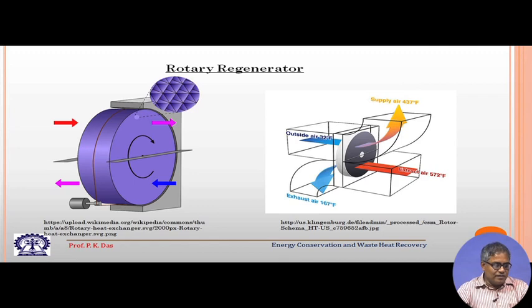There are designs where this matrix material is coated with some special kind of chemicals. So, some amount of latent heat also can be utilized. Those special designs are possible. So, both sensible and latent heat transfer is possible with the design modification of this rotary regenerator.